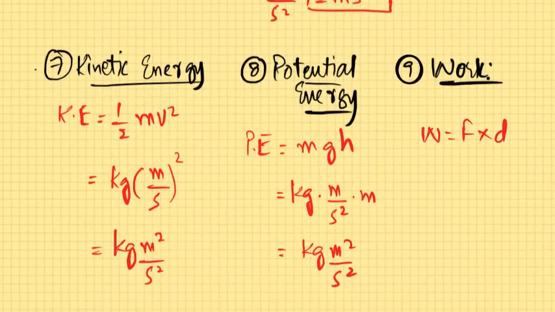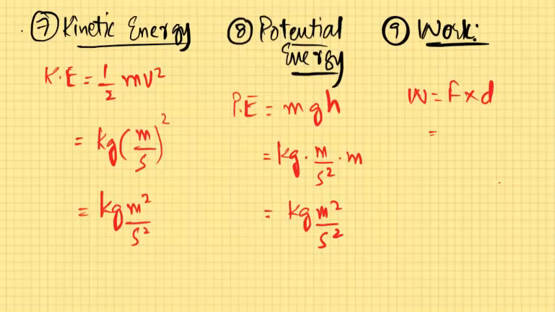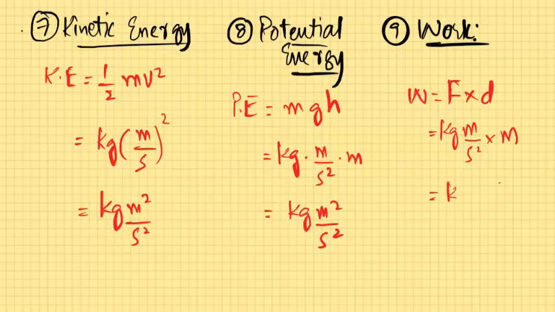So here I am not going to do the same working again. I am just going to write kilograms meters per second square in place of this force F, and now D is distance, which is length, that will be measured in meters. So again, the SI base unit is kilogram meter square per second square.